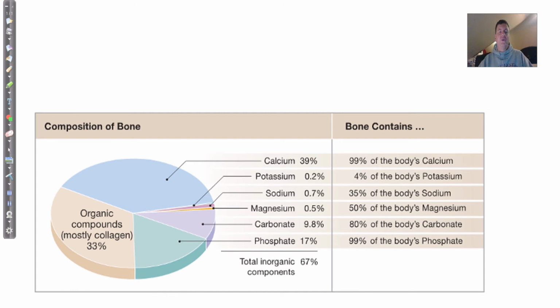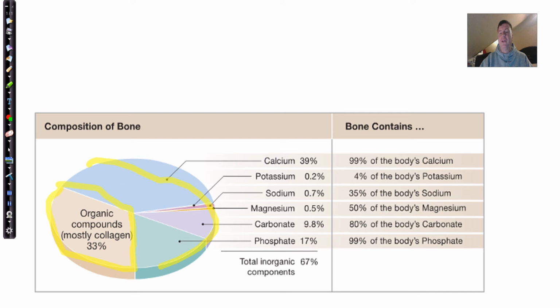This just shows you the composition of bone. I think it's important to note that the organic part of the bone is only about 1/3 of the bone. The rest of the bone is inorganic. Everything else you see here is showing you the inorganic or the hydroxyapatite part of the bone.